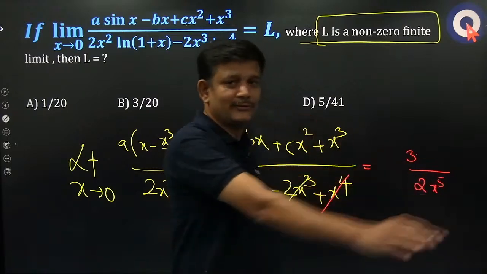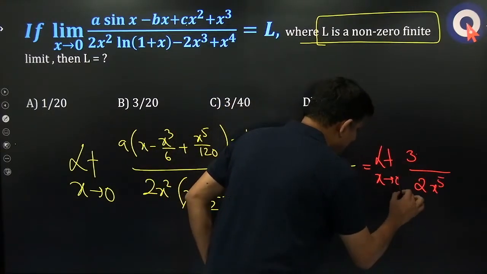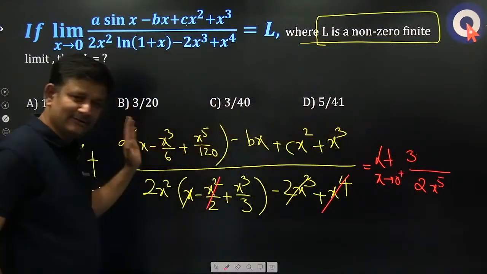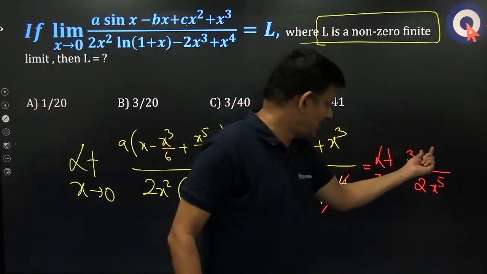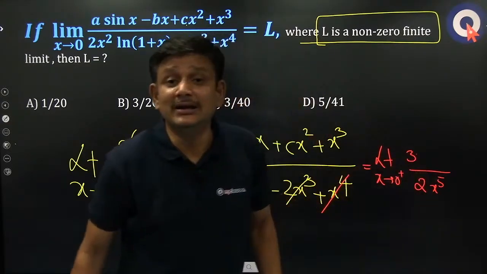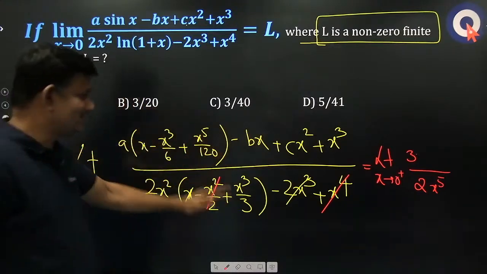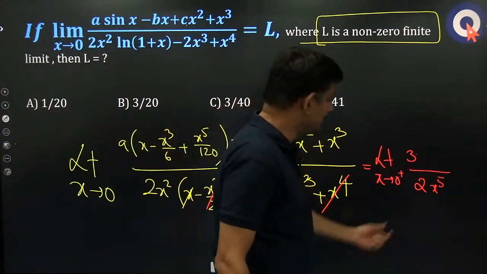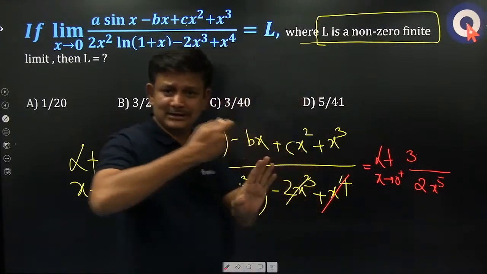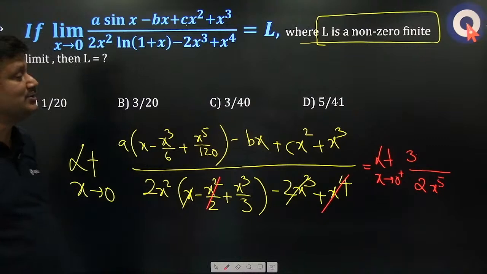Rest everything should vanish. Because if x is there, that will remain, rest everything can be ignored. I can only write x, and this limit will become infinitely large. So the x term, x square term, x cube term, x power 4 term, up to x power 5, everything should vanish, and only x power 5 should be a non-zero term.